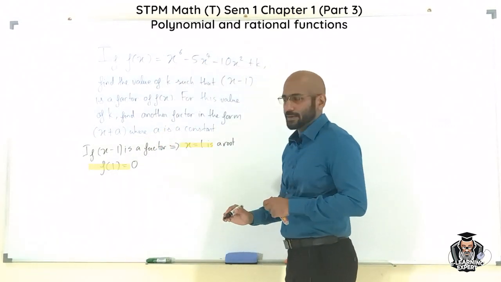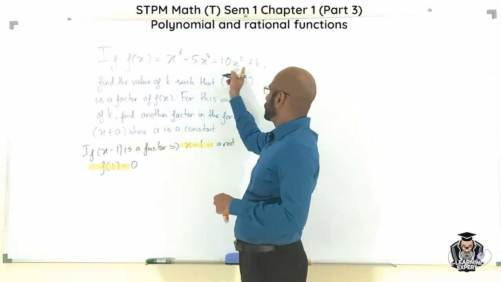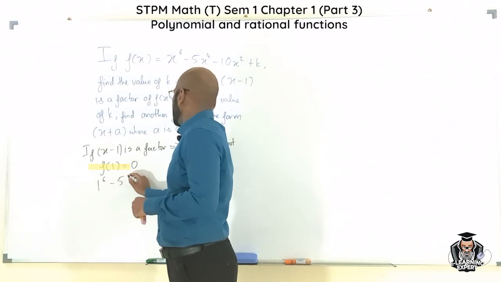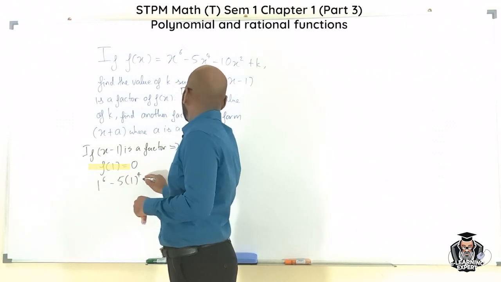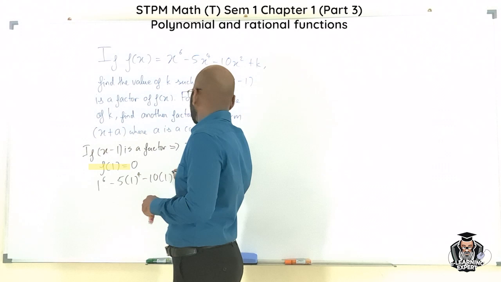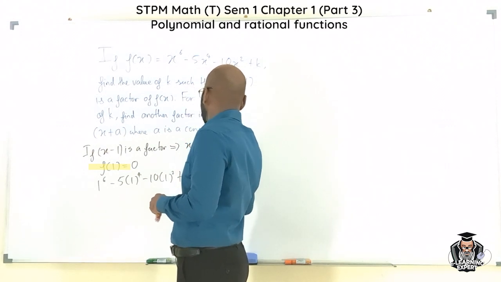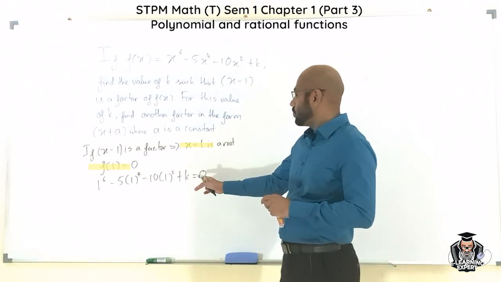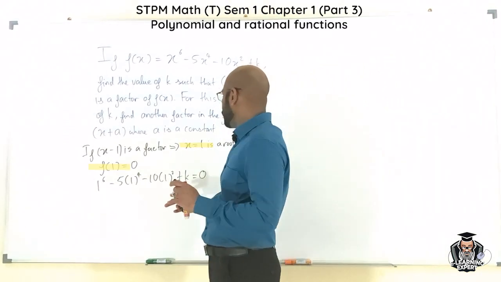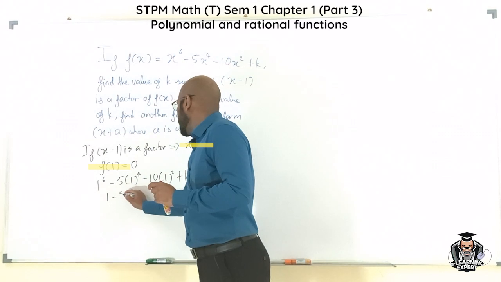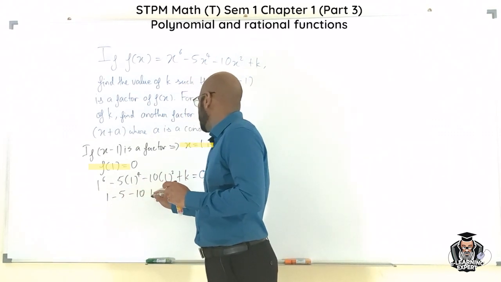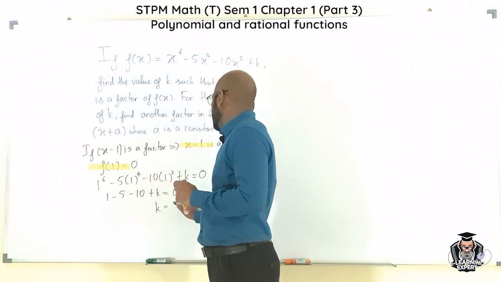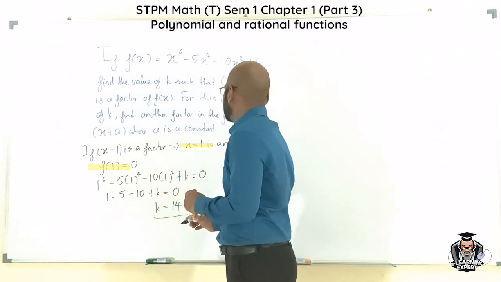And what is f of 1? Replace all the x here with 1. So we have 1 to the power 6 minus 5 times 1 to the power 4 minus 10 times 1 squared plus k, and this equals 0. So now we've got an equation with only one unknown. We are able to find k. 1 minus 5 minus 10 plus k equals 0. So over here we have k equals 14.